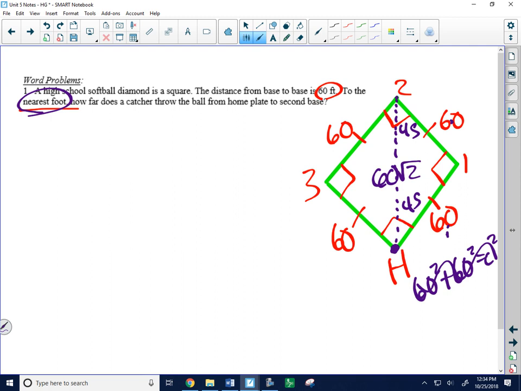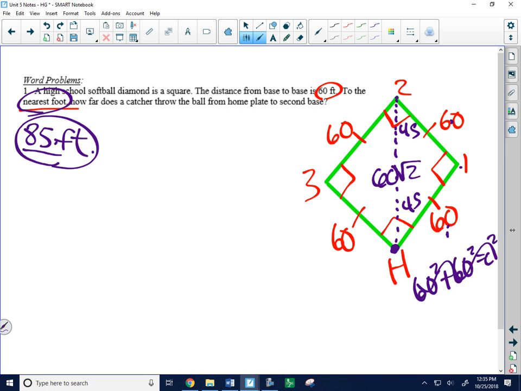The nearest foot, so this is where you would put it in your calculator now. So somebody's doing that. Okay, you got it. To the nearest foot, you got it? So you're putting this in, 60 radical 2. 84. So rounding up, because it says nearest foot, about 85 feet. So a lot longer than home plate to first base. Almost 50% more, almost 30 more feet. 85 feet, nice little problem there.